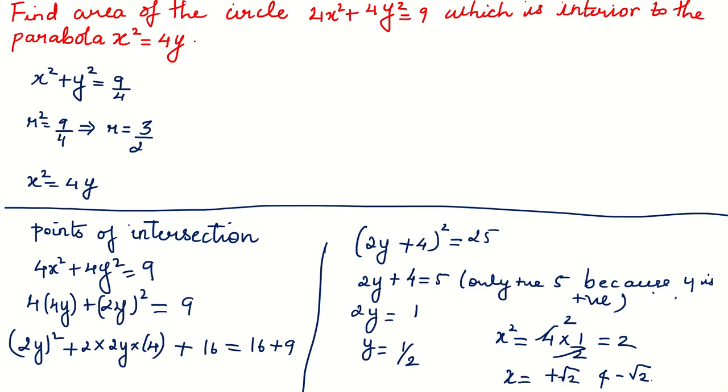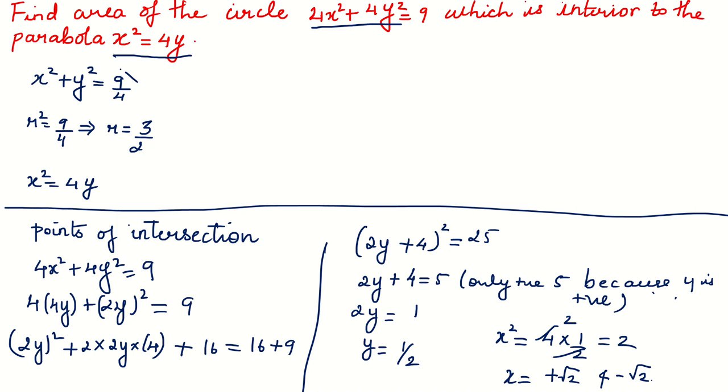Next problem: find the area of the circle 4x square plus 4y square is equal to 9, which is interior to the parabola x square is equal to 4y.